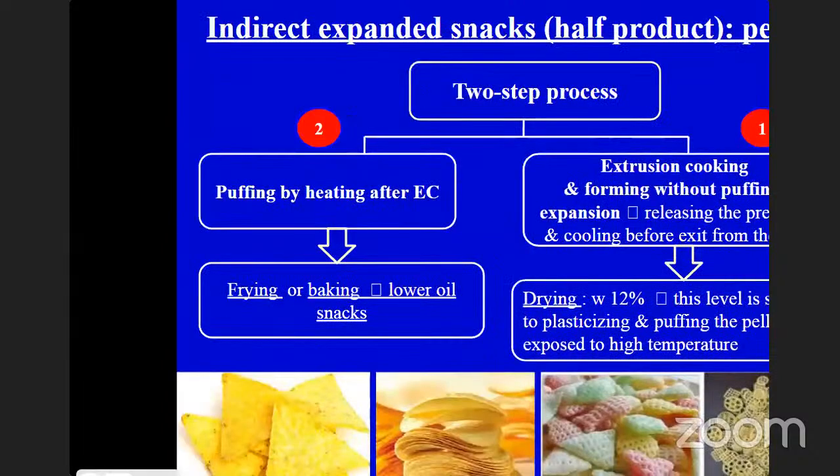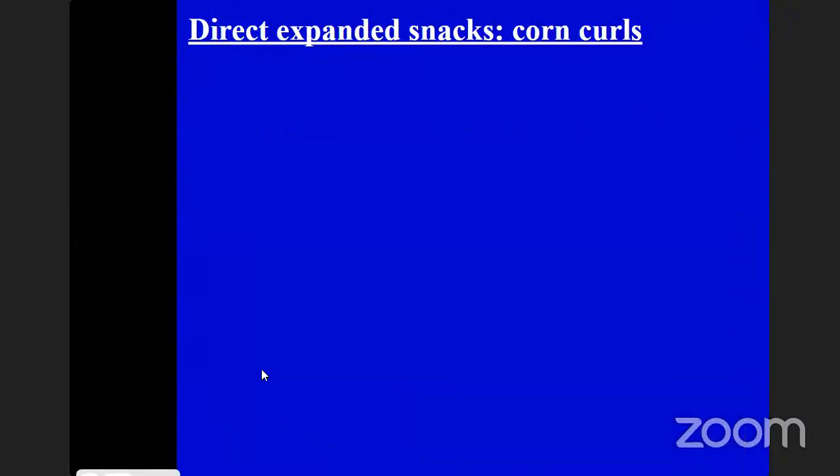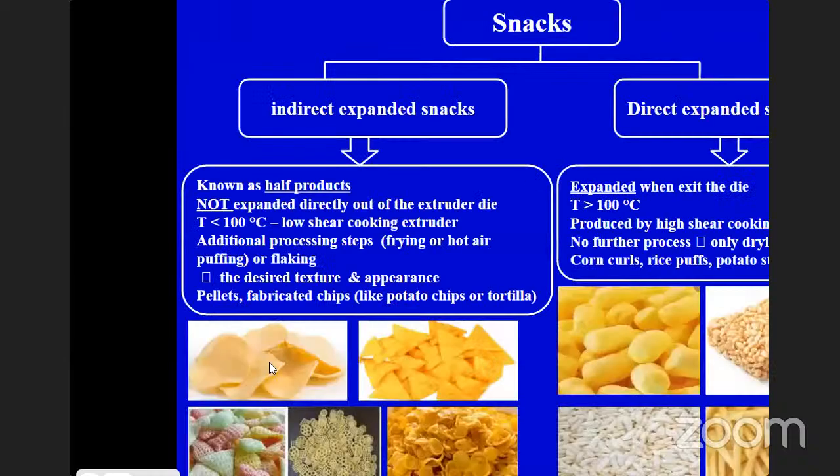Coming back to direct expanded snacks, this type of snacks is expanded when it exits the die, such as corn kernels, rice puffs, and potato sticks, which is produced with a high shear cooking extruder at high temperature, higher than 100 degrees. So no further processes are needed to expand the product, only a drying step to reduce the moisture content.